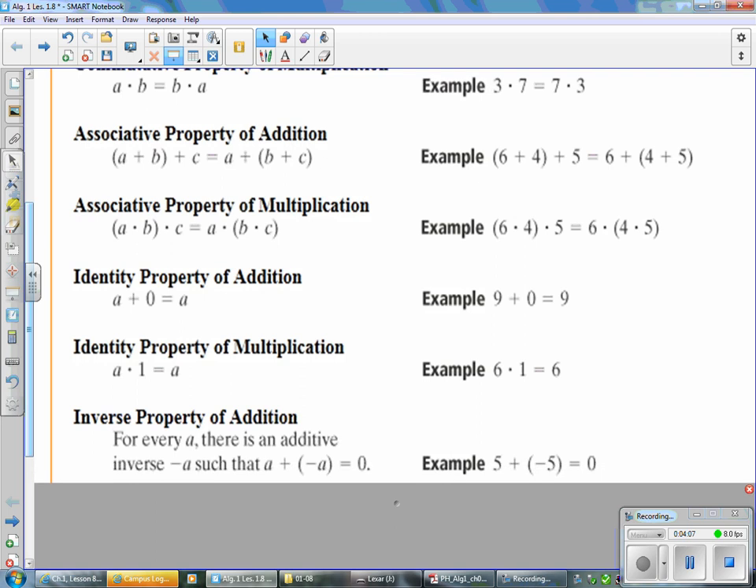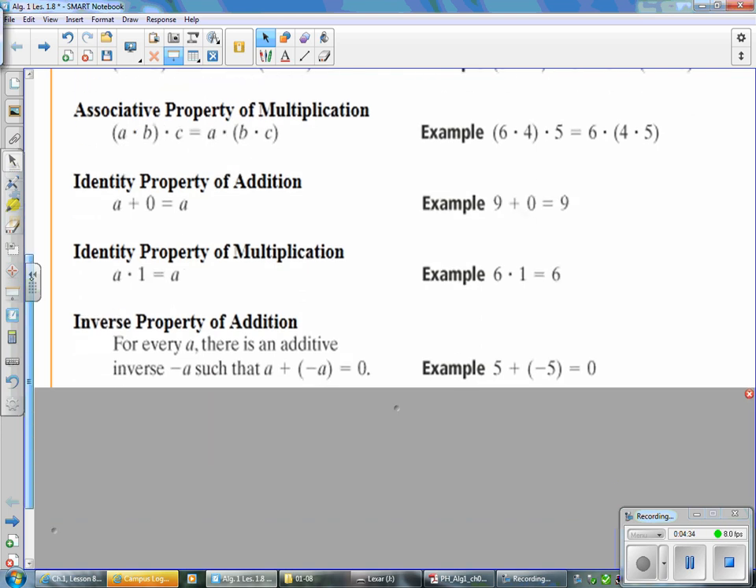Now, the inverse property of addition. For every A, there's an additive inverse such that it's a negative A. Basically, whatever number I have, if I add the opposite, it'll equal my identity. My identity, remember, for addition was 0. So 5 plus a negative 5 equals 0. 0 is my identity. So I'm adding two opposites together. That is the inverse property of addition.